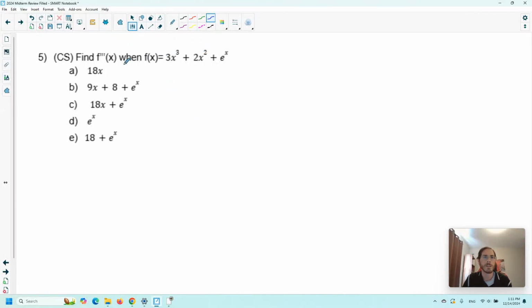All right, next up, find the third derivative when f of x is 3x cubed plus 2x squared plus e to the x. So that looks pretty straightforward. So we're just going to do some derivatives. So the first derivative, we'll use the power rule to get 9x squared plus 4x plus, and the derivative of e to the x is e to the x.